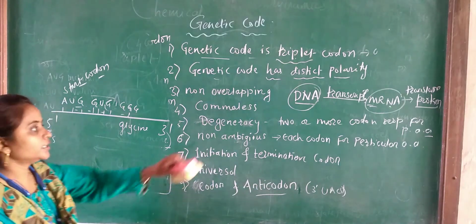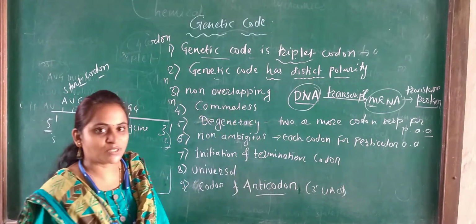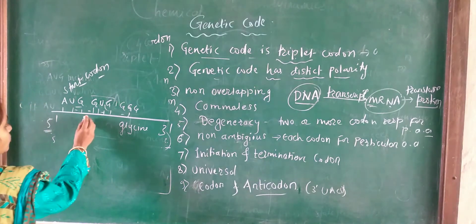After that, the genetic code is commaless. Commaless means what? It does not have a gap.